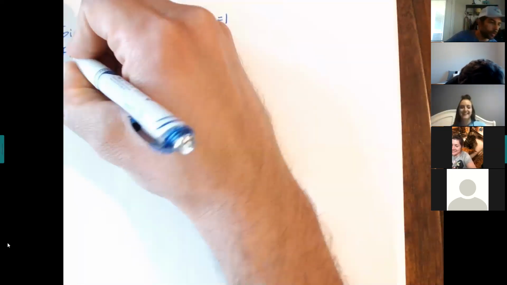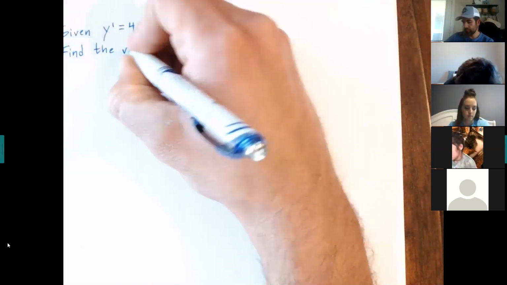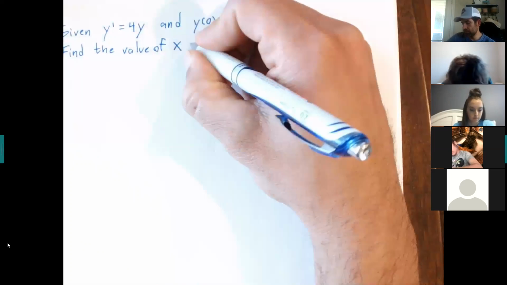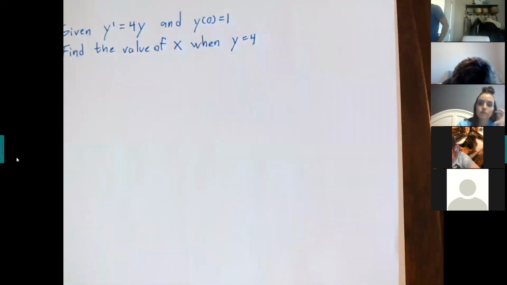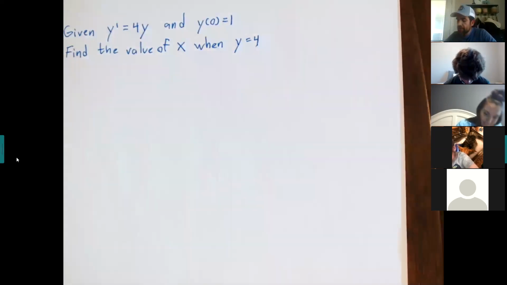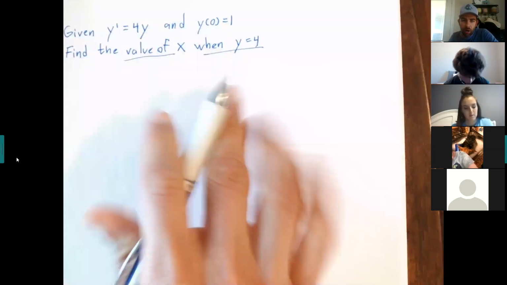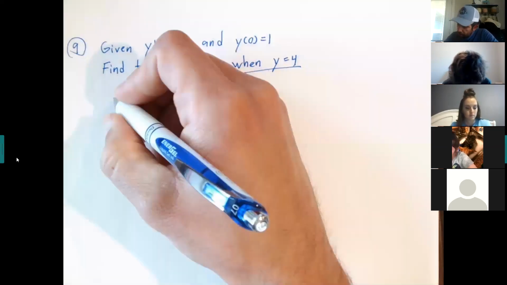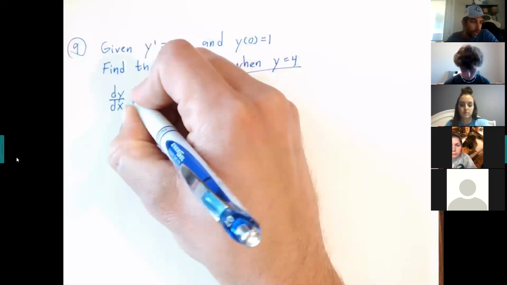Okay. This is sort of going to be a two-part question. First of all, notice that it says find the value of x when y is equal to 4. Well, what do I have here? I have y prime, right? So we're going to have to solve the differential equation for us to do that. So I'm going to rewrite this as dy over dx is equal to 4y.